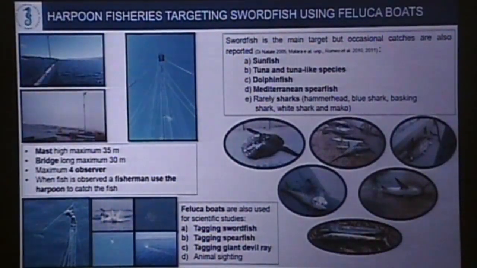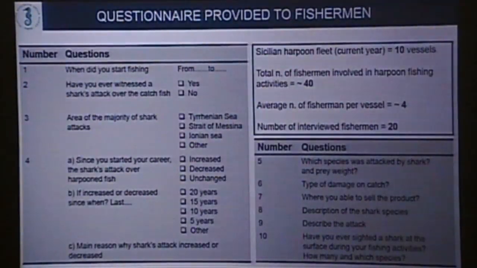Felucca boats are also used for scientific purposes. Our group tagged different fish such as swordfish, Mediterranean spearfish and giant devil ray, and they can also be used for other activities, such as collaborations with other groups and universities on other kinds of research. The Sicilian harpoon fleet is composed of 10 vessels, and about 40 people are involved in this activity.